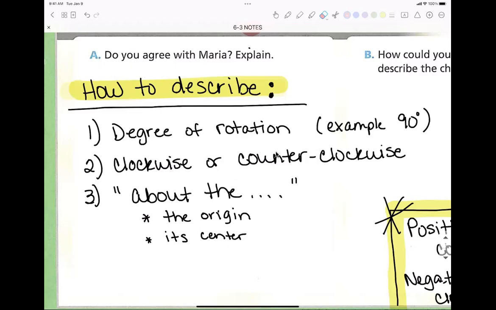notice that the words about the are in quotations. That means you're going to write it exactly like that. So as an example, we could say that the image rotates 90 degrees counterclockwise about the, that has to be in there. And then you're going to say, what does it rotate about? If you have an umbrella and I open my umbrella and I point it toward you and I spin my handle, you're going to see on your side my umbrella spinning about the center.